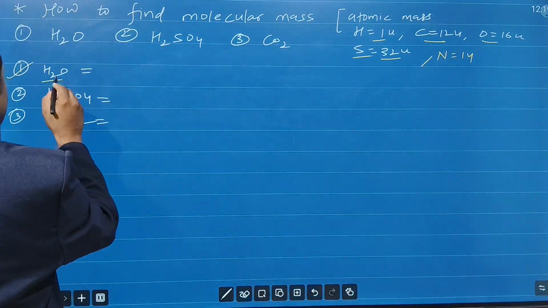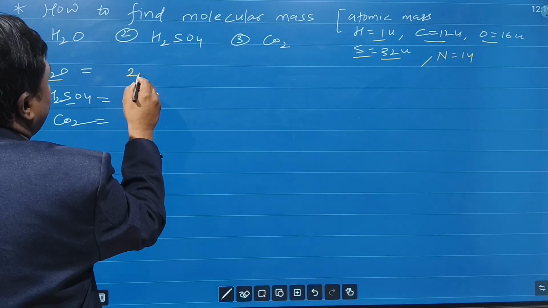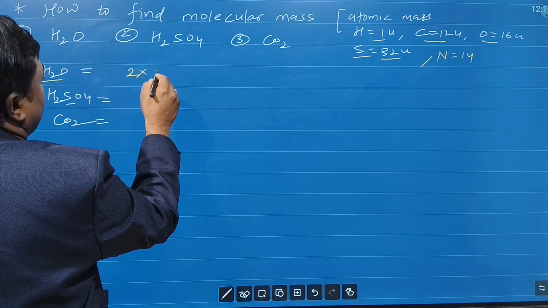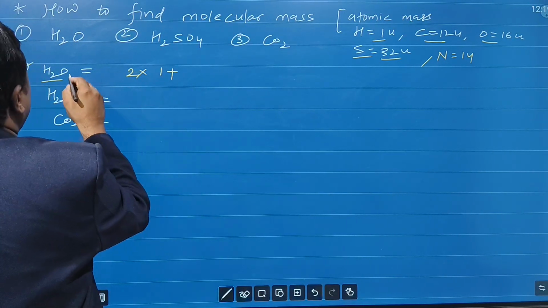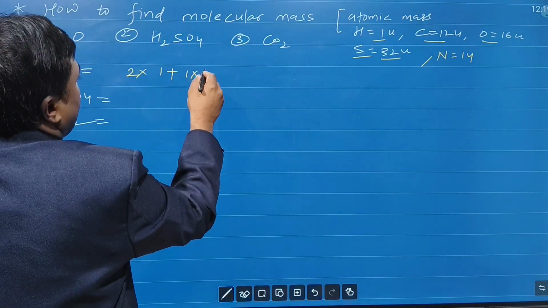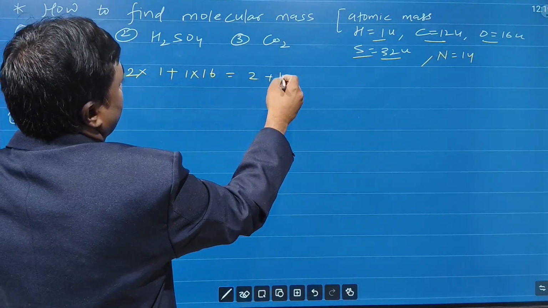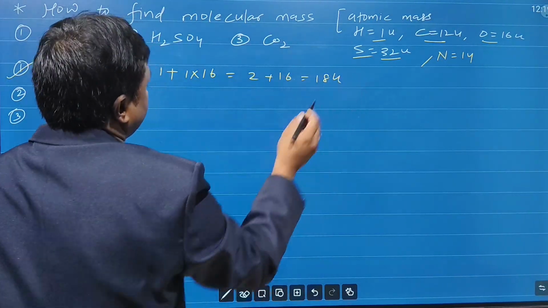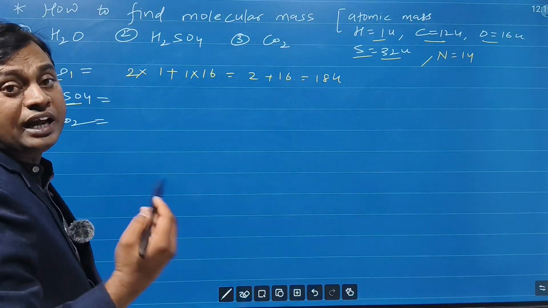For water, how many hydrogen atoms are there? 2, into the atomic mass of hydrogen, which is 1. Oxygen has 1 atom, so 1 into atomic mass 16. So 2 plus 16 is 18 U.